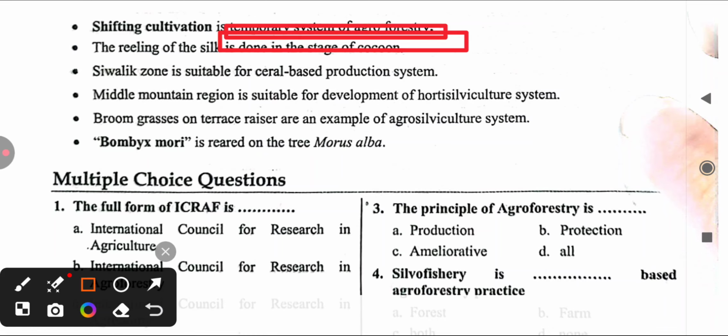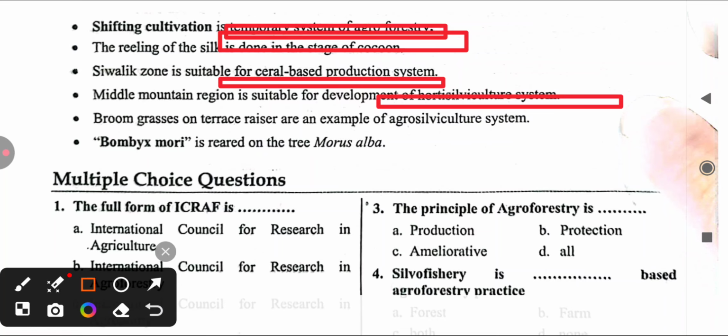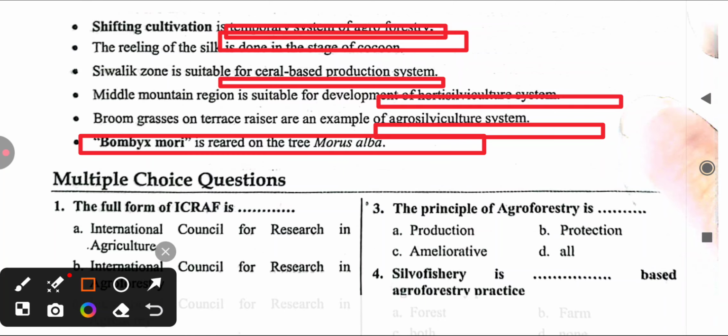The Siwalik zone is suitable for a cereal-based production system. Siwalik चाहिँ cereal based production system चाहिँ suitable छ. The middle mountain region is suitable for development of a horticultural system. Middle mountain चाहिँ horticultural system मा brome grasses on terrace risers are an example of an agro-silvicultural system, and Bombyx mori is reared on the tree Morus alba.